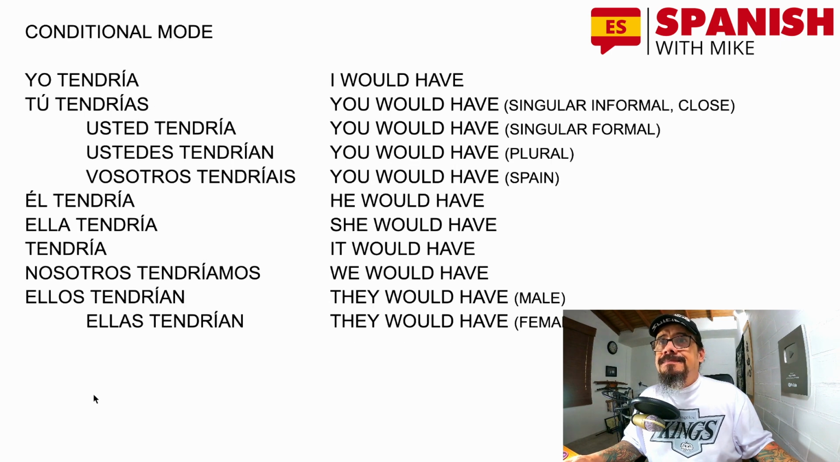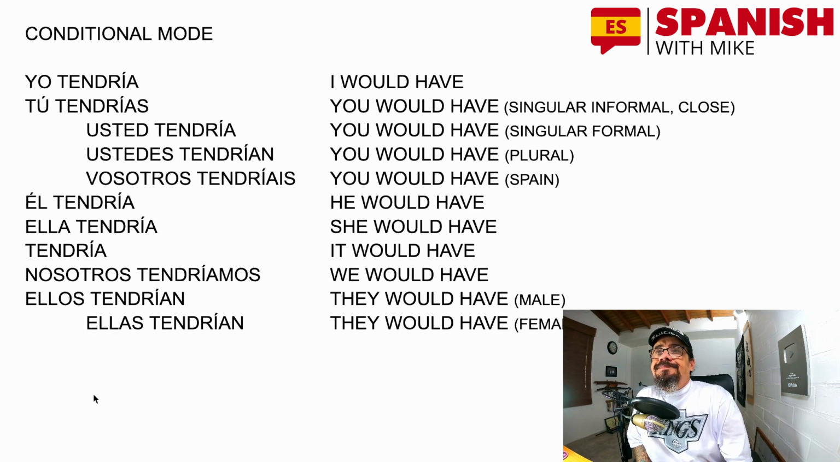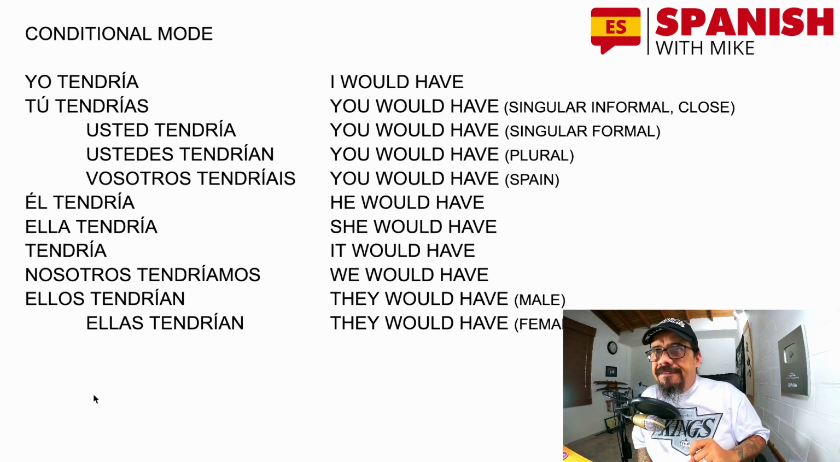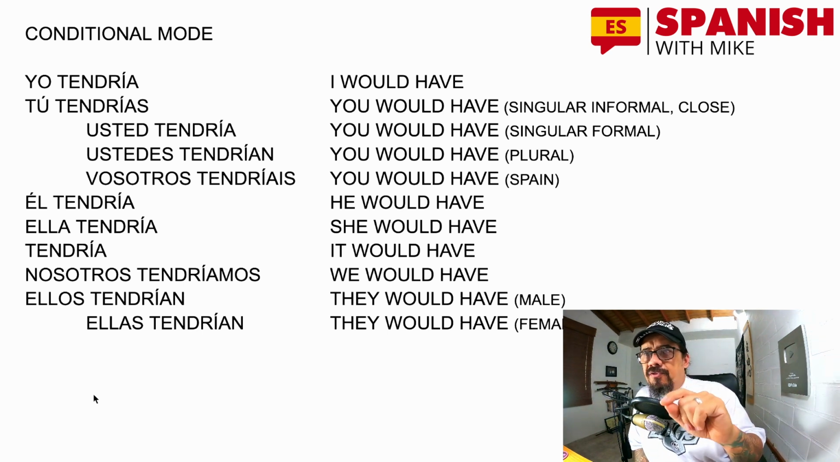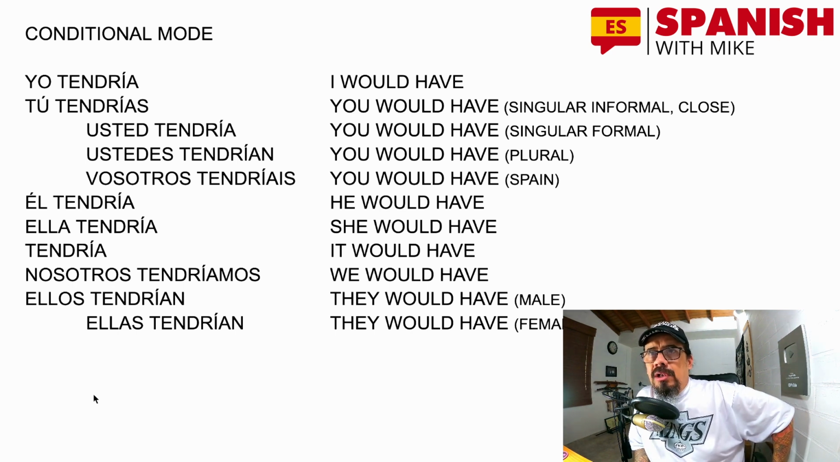And last but not least, the conditional mode. And once again, here it's depending on the conjugation with the modal verb would. So yo tendría, I would have. Tú tendrías, you would have, singular informal close. Usted tendría, you would have, singular formal. Ustedes tendrían, you would have, plural.